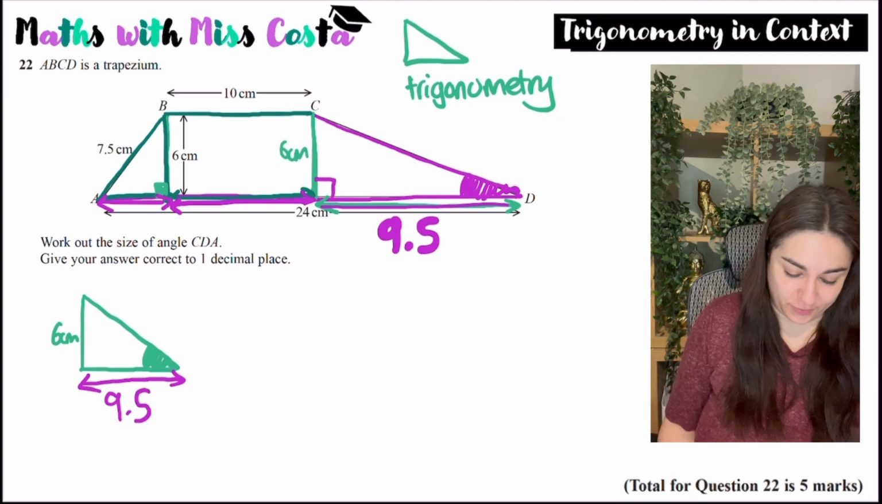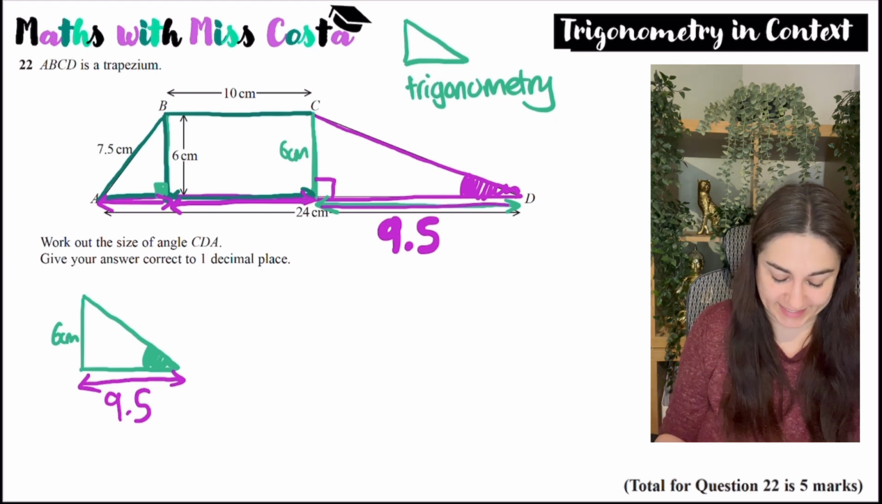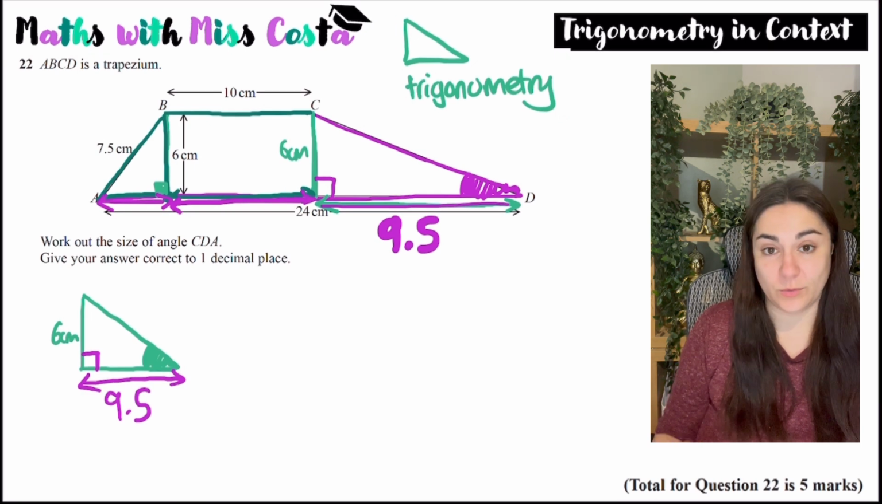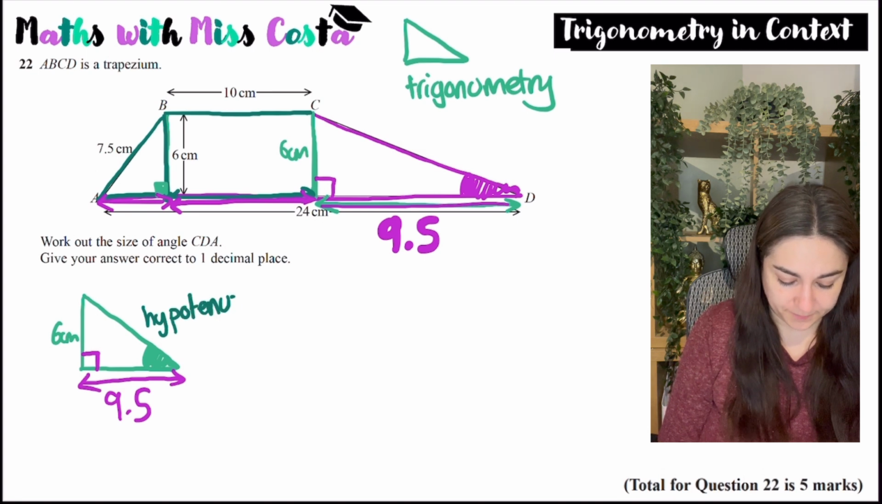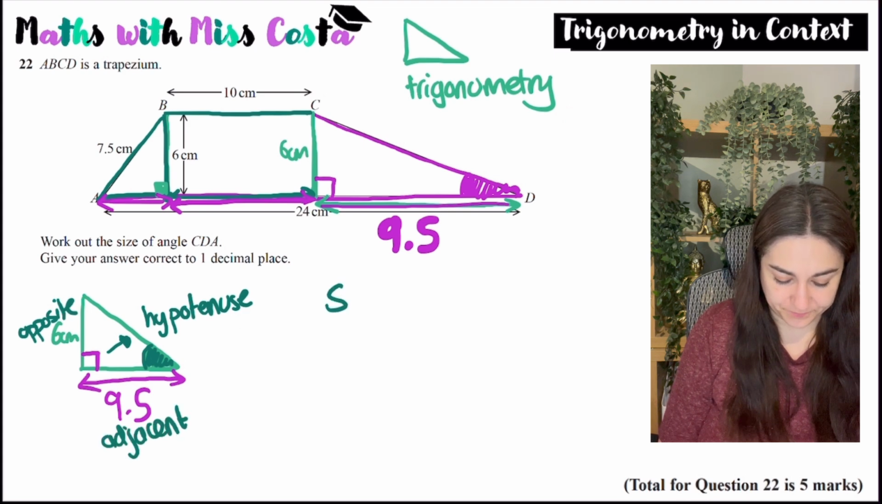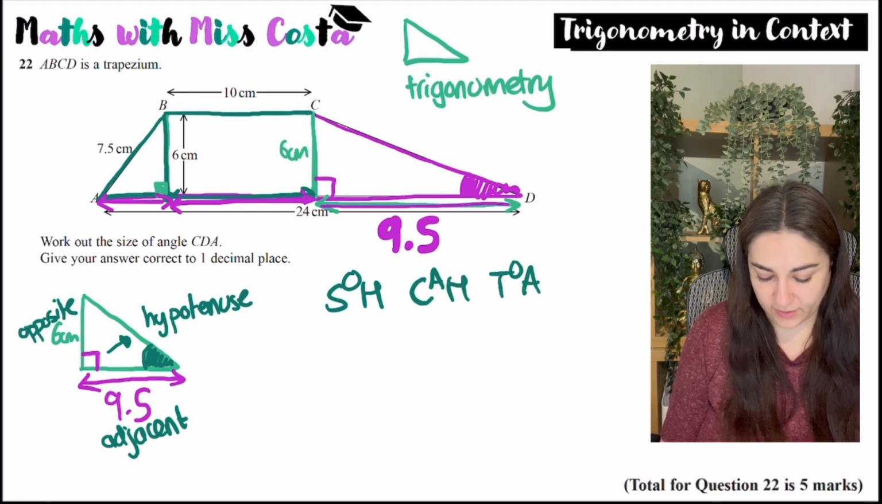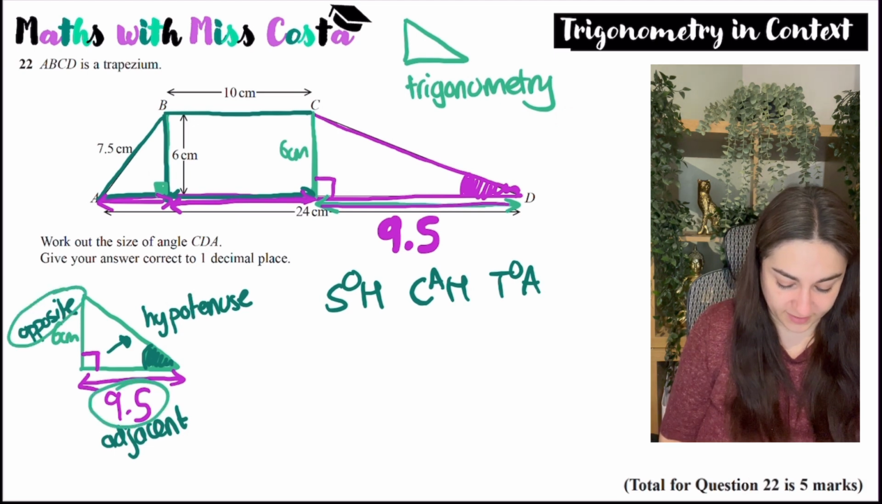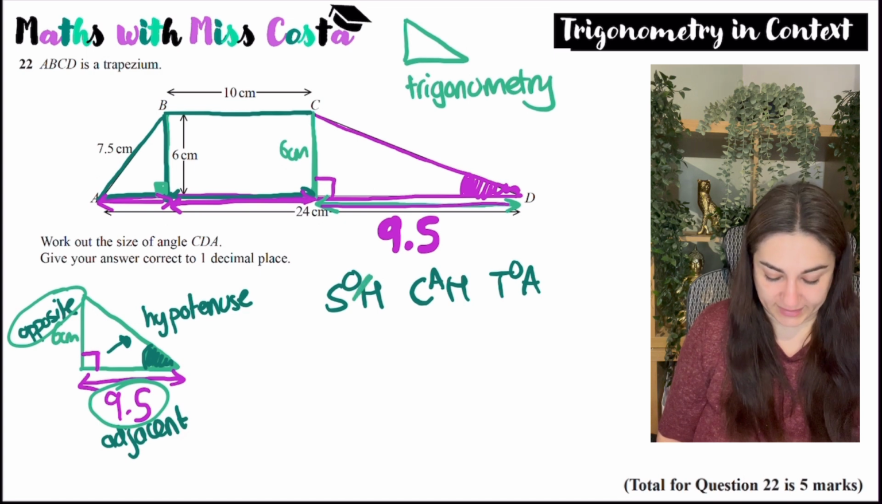So now I've got a right angle triangle and I can figure out what the size of angle CDA is. Whenever you're using trigonometry, the first thing you should always do is label your sides. So you've got your hypotenuse, which is always the side opposite the right angle. Then this is your chosen angle that you're working with. So this is the opposite side, and this is the adjacent side.